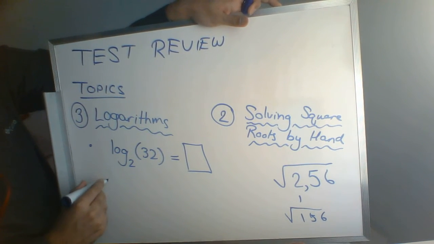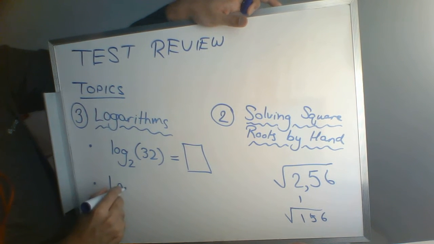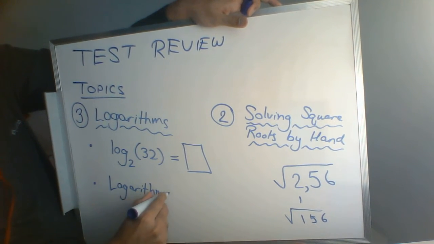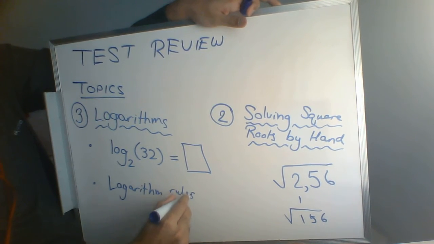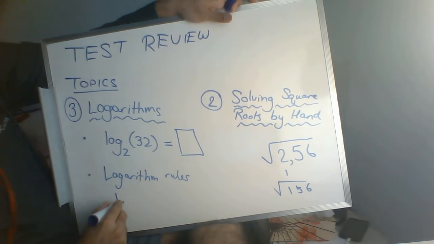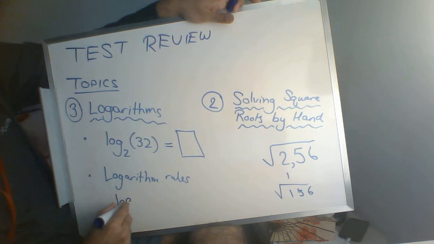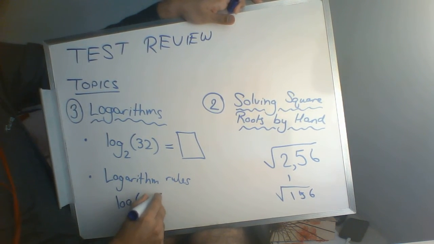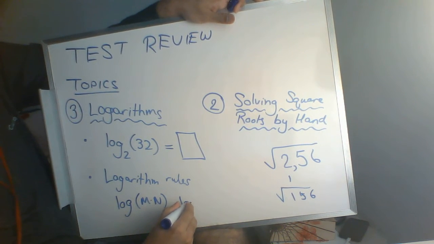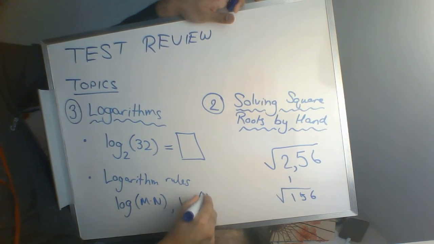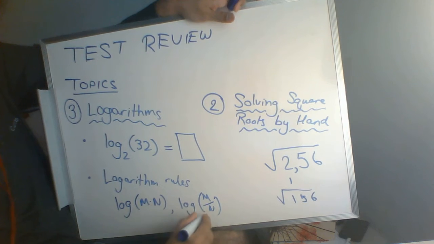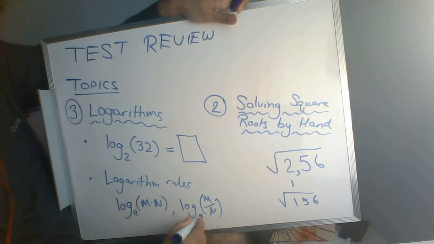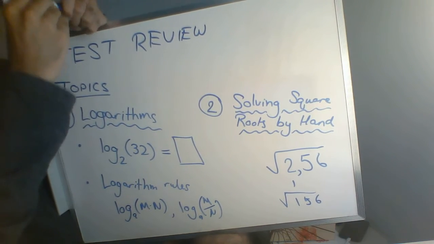You should also be able to work with logarithm rules. So the things that we talked about with like log of m times, can you see this? Yes, you can see it. So log of m times n, or log of m divided by n, things like that. You should be able to work with those logarithm rules on the test.